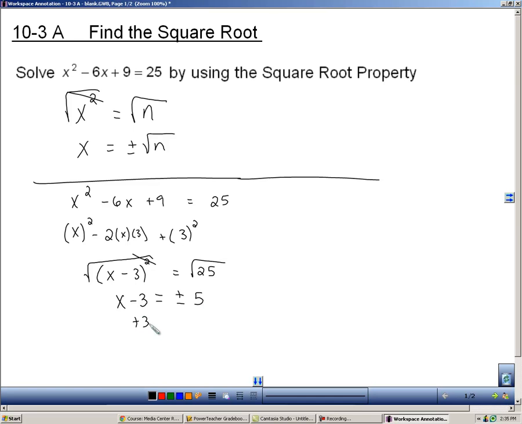We're going to add 3 to both sides. So we get x equals positive 3 plus or minus 5, which means the two solutions here are going to be negative 2, that's what 3 minus 5 is, and 8, that's what 3 plus 5 is. So we're going to use the square root property to solve perfect square trinomials, to factor them, and then to take that square root of both sides and solve quadratic equations.